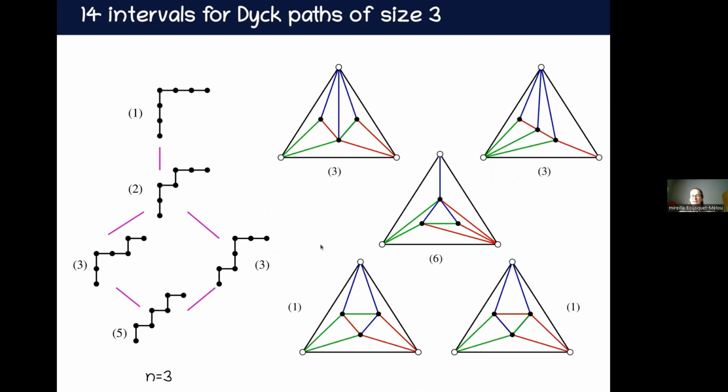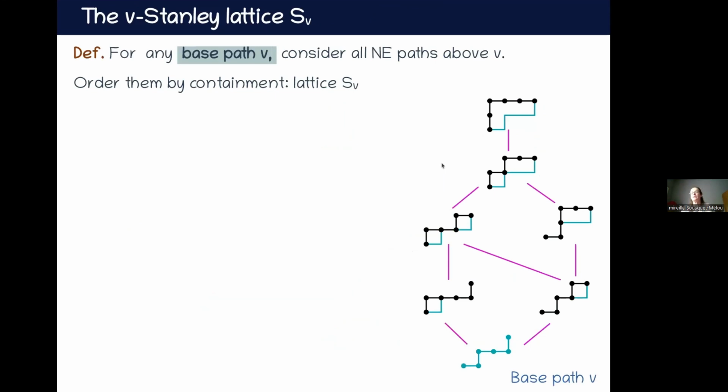So I have an example here. Maybe I won't get into the details. Here you have the Stanley lattice when n is 3, and you can count that there are 14 intervals. And if you take these Schnyder woods with the right multiplicities, accounting for the various symmetries, then you get 14 as well. Okay, so far, we've ordered Dyck paths by containment.